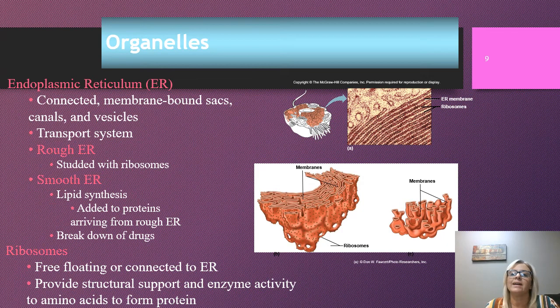Ribosomes can be attached to the ER. They can also be floating around in the cytoplasm. So there's also protein synthesis that occurs in the cytoplasm on the ribosomes. So ribosomes are where protein synthesis occurs.